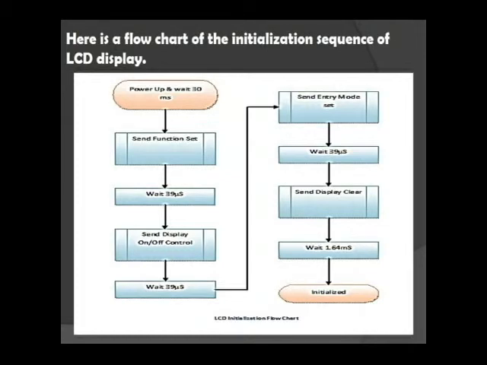Here is a flowchart of the initialization sequence of an LCD display in embedded systems, which shows a sequence of steps. Step 1, power up and wait milliseconds. Step 2, send the function set. Step 3, wait 39 microseconds and then send the display on or off control signal, then again wait for 39 microseconds. In the next step, send the entry mode set, wait 39 microseconds, and then in the next step send the display clear bit. Keep waiting for 1.64 milliseconds and then your LCD display is properly initialized.